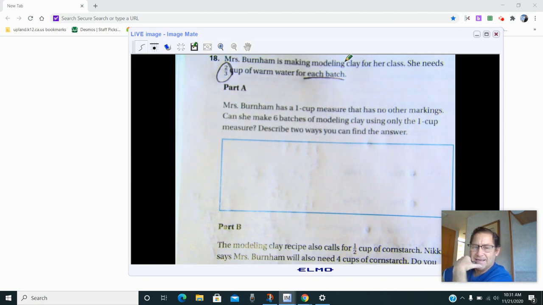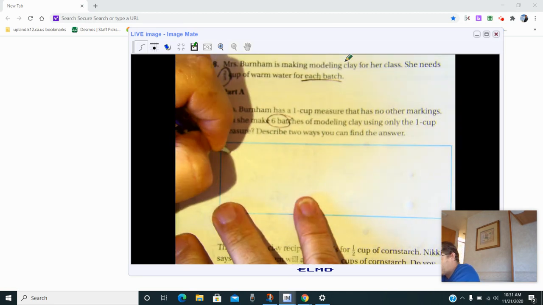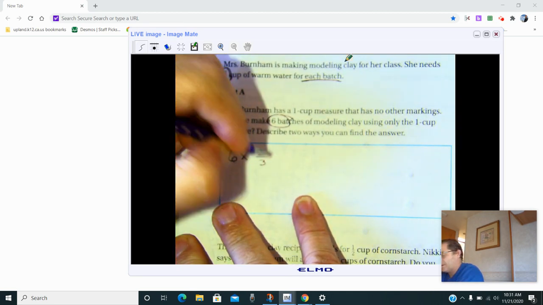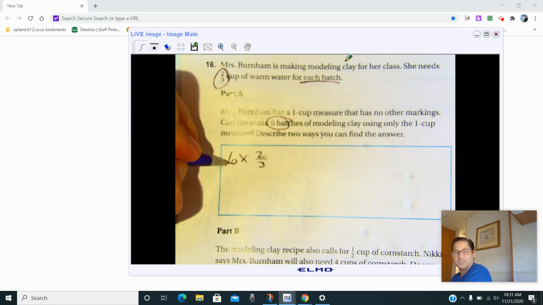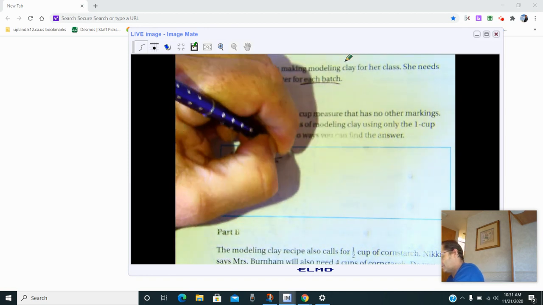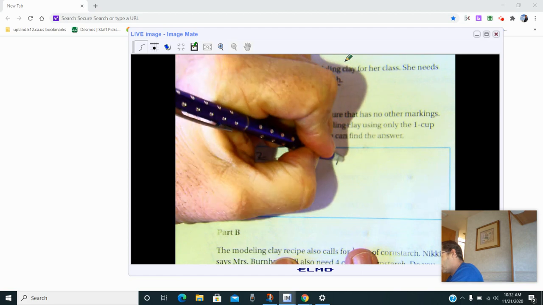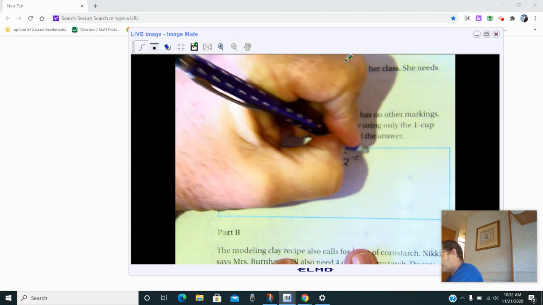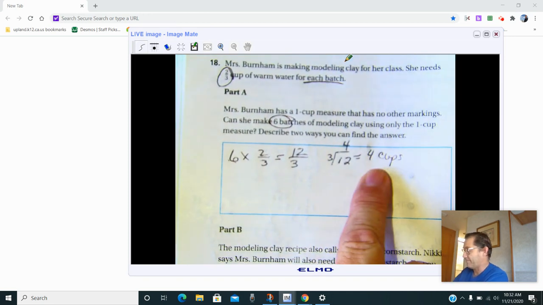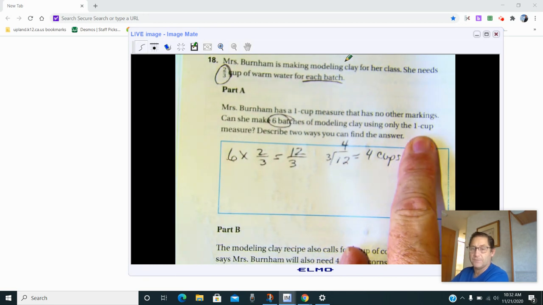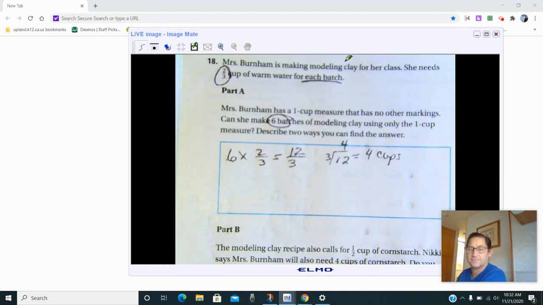So she should be measuring with 1 cups. It says she's going to make 6 batches. Well, let's first find out how many cups that is. So 6 times 2/3. Okay, 6 batches, 2/3. So that would be 12/3. 12 divided by 3 is 4 cups. So yes, you can, right? If I have 4 cups, that means 4 wholes, and a cup is a whole. So yes. What's another way of showing that?